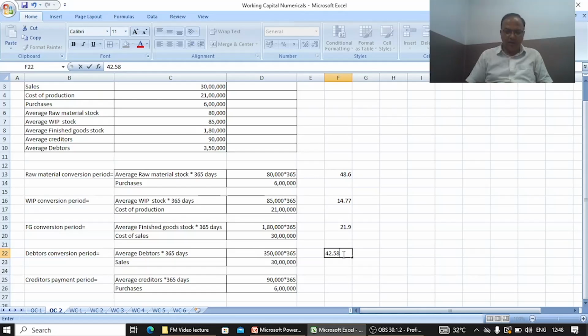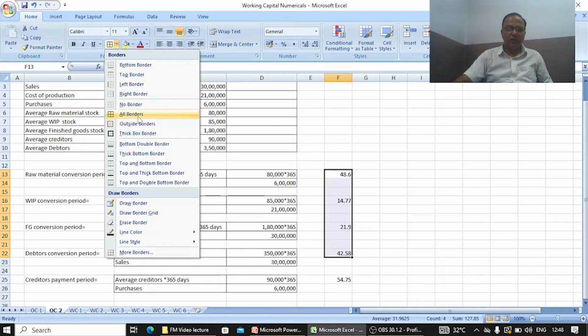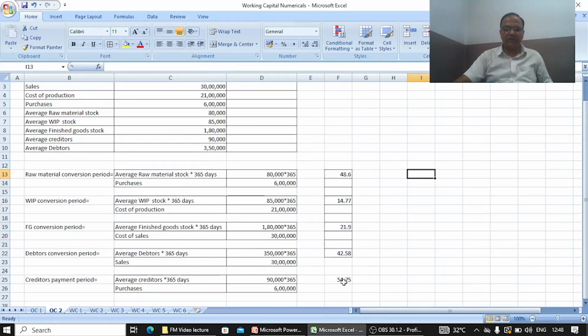Now creditors payment period: 90,000 into 365 divided by 600. This is 54.75. Here first of all we have to add all these, and after that we have to deduct this.